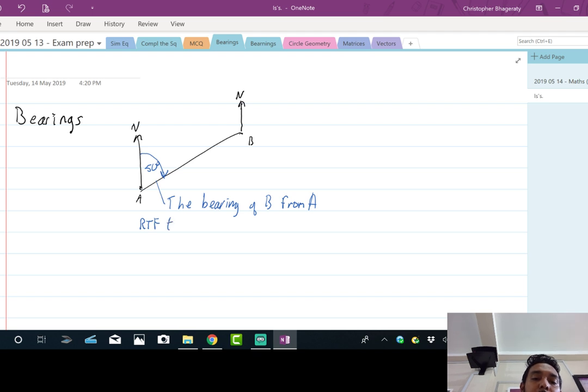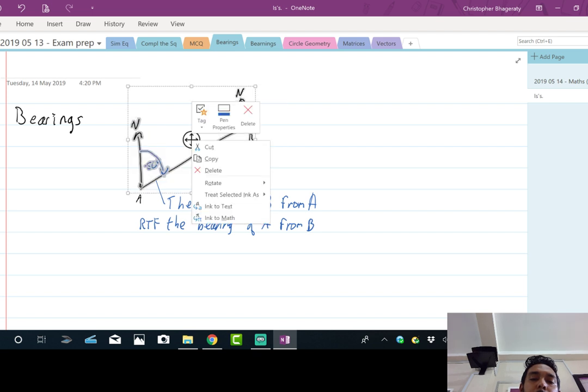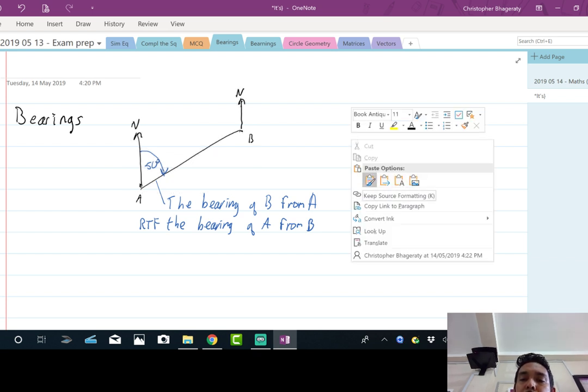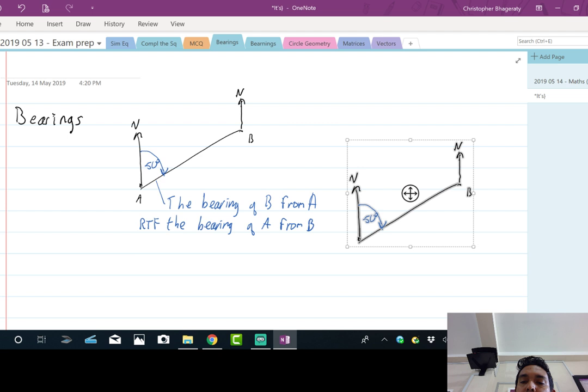So the bearing of A from B. Now, let me just reproduce this diagram because I don't want to clutter it up too much. Copy. Right. Cool. So let's paste that there.